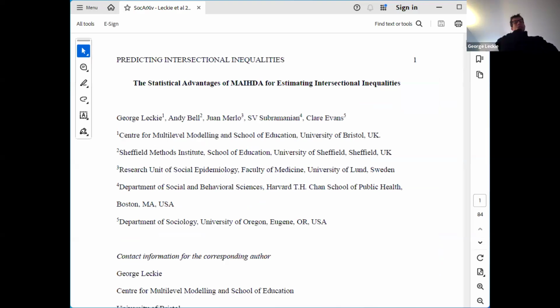But what I'll be largely talking about today is going to be taken from a recent working paper of mine with the same kind of co-author team. And this is the statistical advantage of MAIHDA for estimating intersectional inequalities, which is the same name as this talk. And that's up on SocArXiv if you want to look at it.